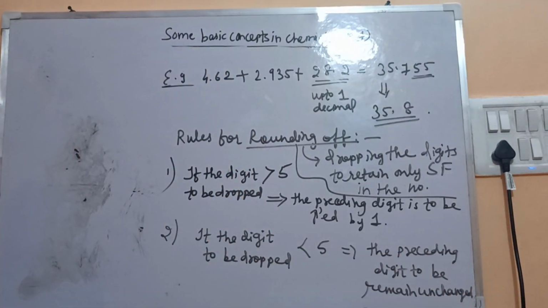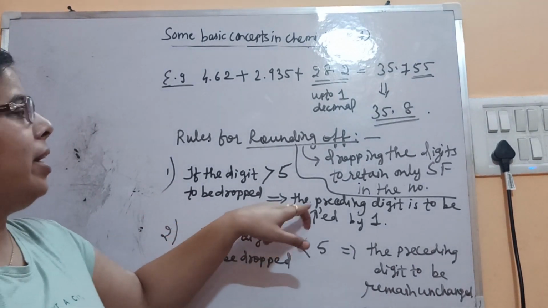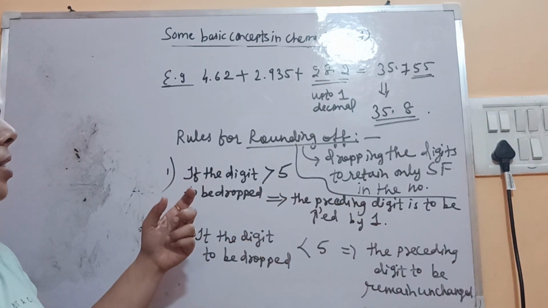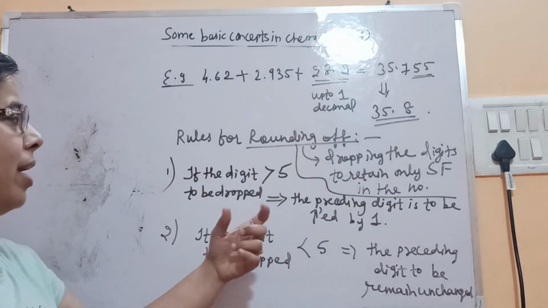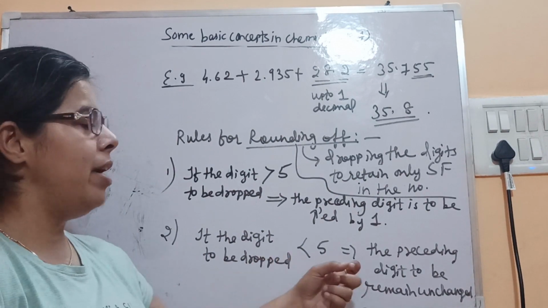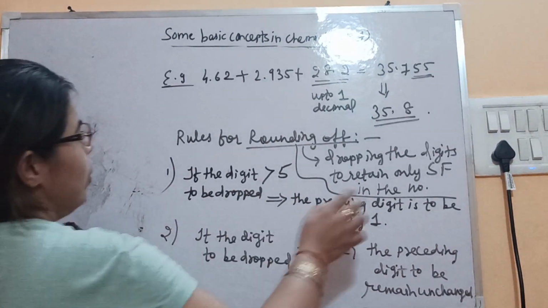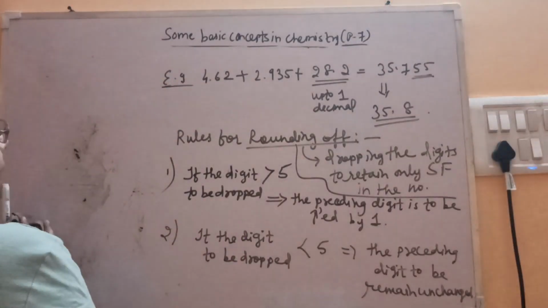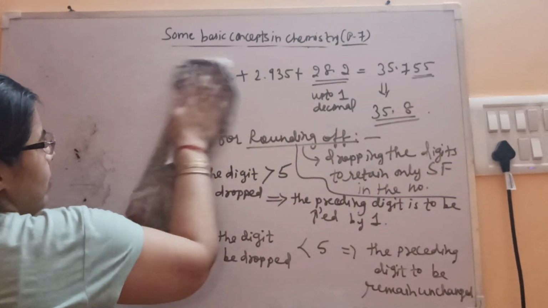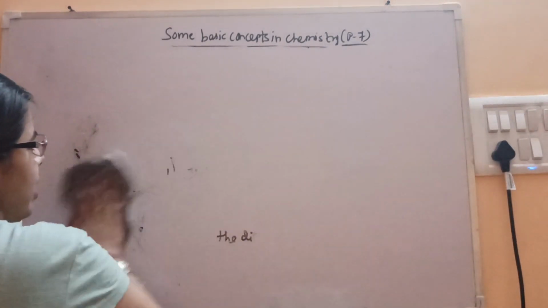We'll see the examples also, but just see the rules first. If the digit to be dropped is greater than 5, then the preceding digit, the digit present before that, has to be increased by 1. If it is less than 5, then it will remain as it is. But what happens when it is equal to 5? Then we have to see the situation.